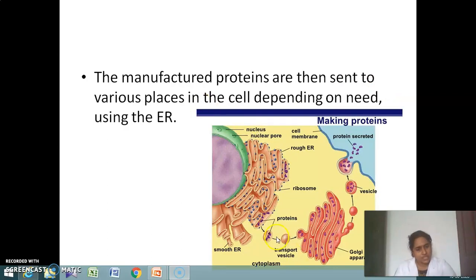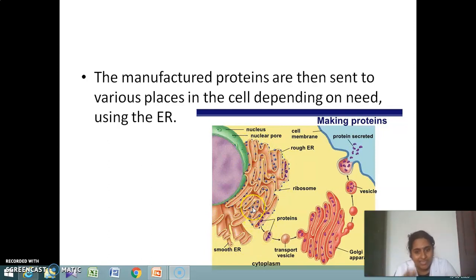Clear? So you just observe this diagram. It is a very simple and very informative diagram. The manufactured proteins are then sent to various places in the cell depending on the need using this endoplasmic reticulum. So this area in cream color is endoplasmic reticulum, and in this area we can see ribosomes attached, isn't it?